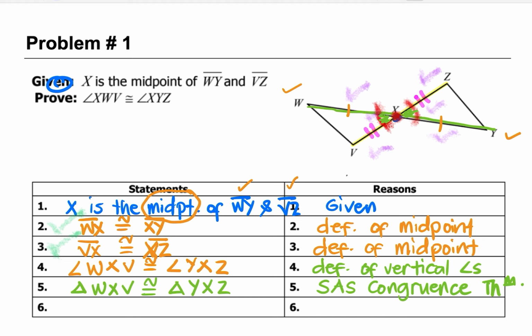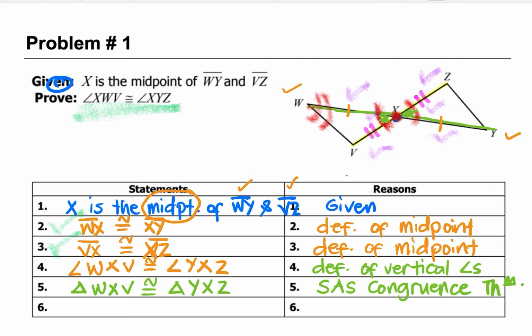And because we already have proven that the two triangles are congruent, then if we go back to the problem, we were to prove that these angles are congruent. And where are these angles in the figure? So these angles are, let's say, X in the middle, then WV. So that's this angle right here.